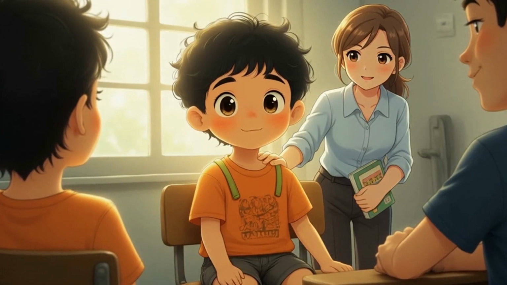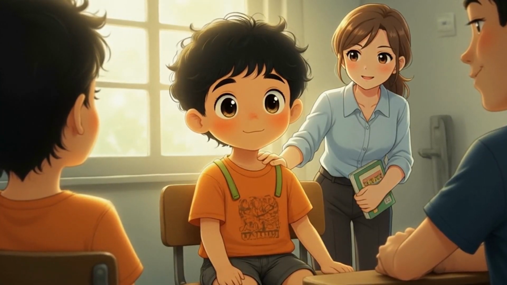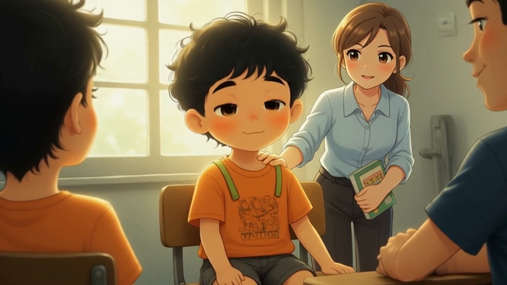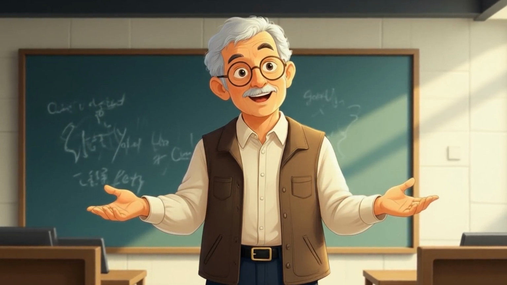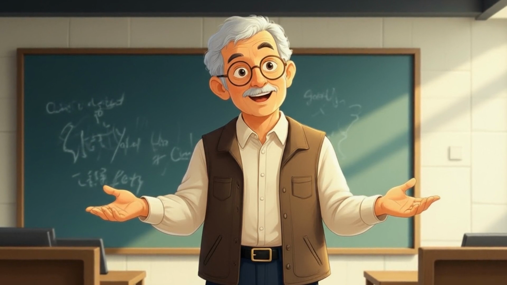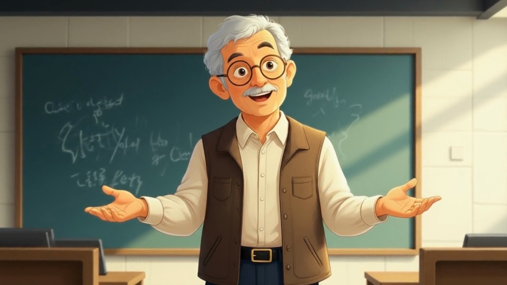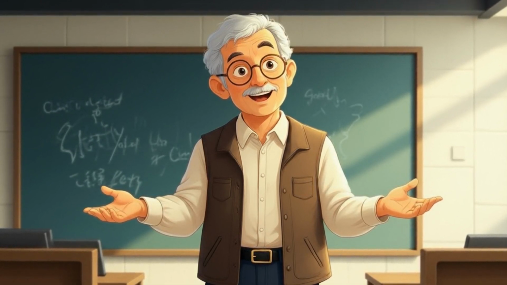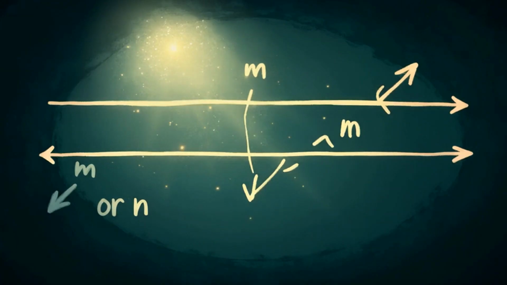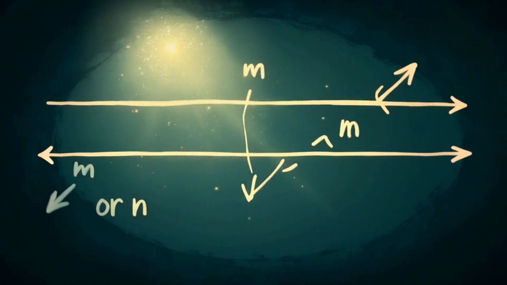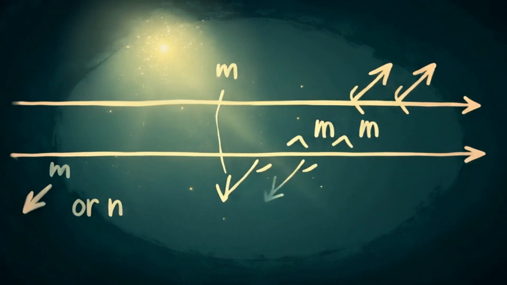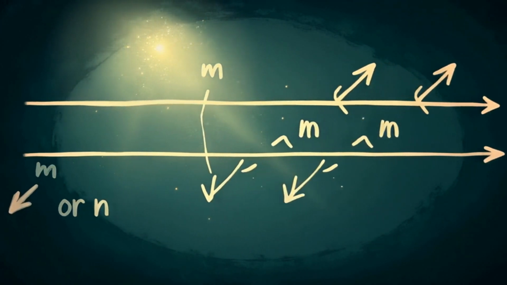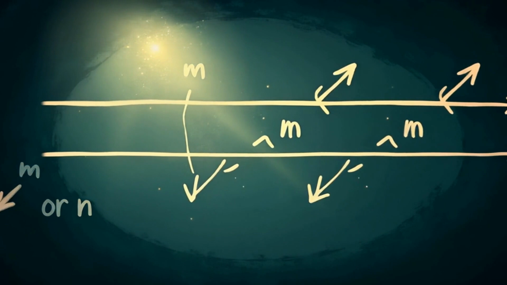Parallel lines. Mohan, what about lines that never meet? Teacher, those are parallel lines. Like railway tracks, they stay the same distance apart and never meet, no matter how far they extend. We write this as M parallel to N to show line M is parallel to line N. Parallel lines are marked with small arrows in diagrams.